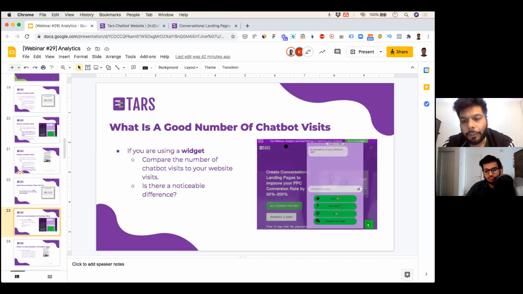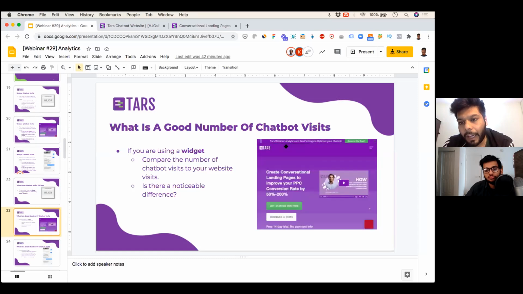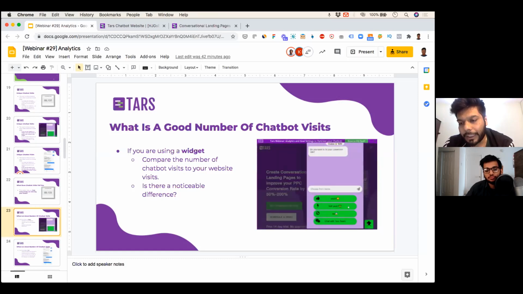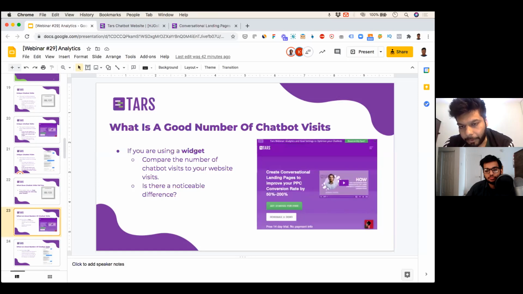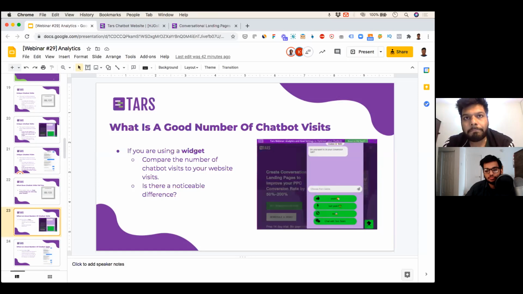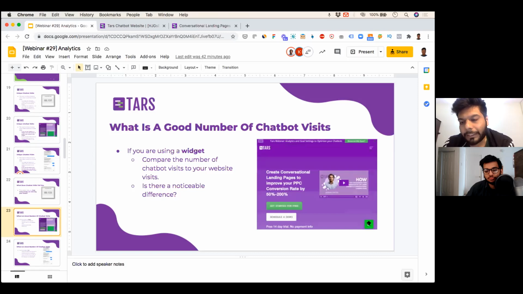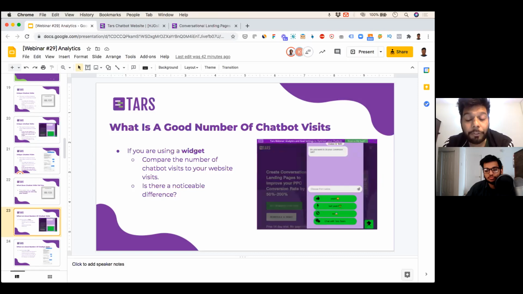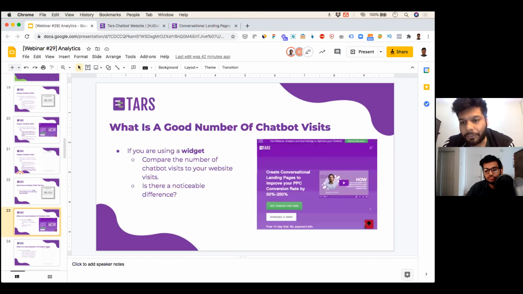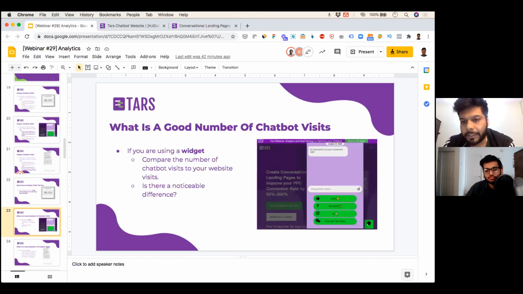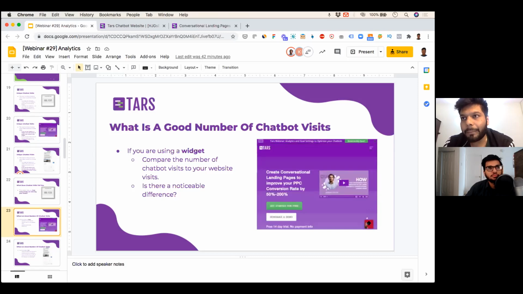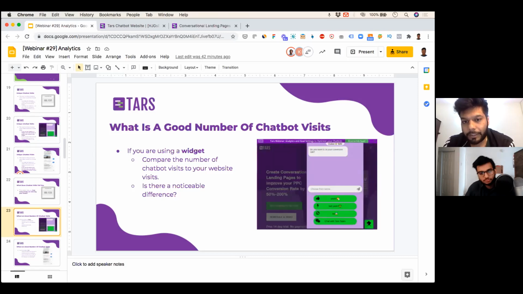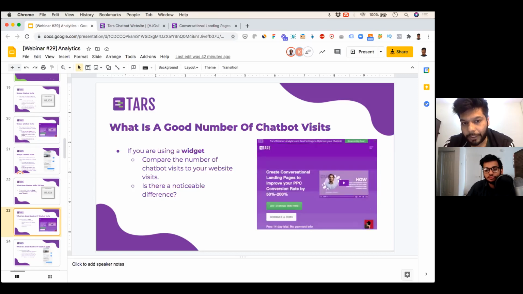A good way to think about it is to look at the total number of people visiting your website on a monthly basis, and then see how many of those clicked on the chatbot widget and started interacting with it. If you've got, say, 1,000 people coming to your website monthly, and only 50 even open the chatbot, that's a very low number. That means only 5% of the people who came to the website are opening the chatbot, which means there's something wrong.